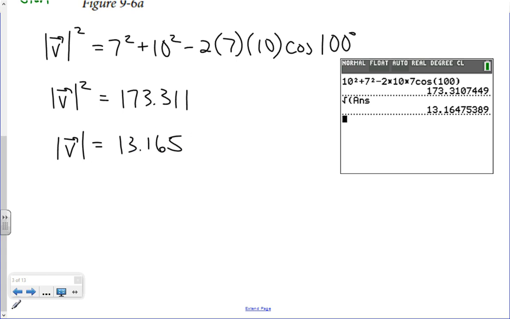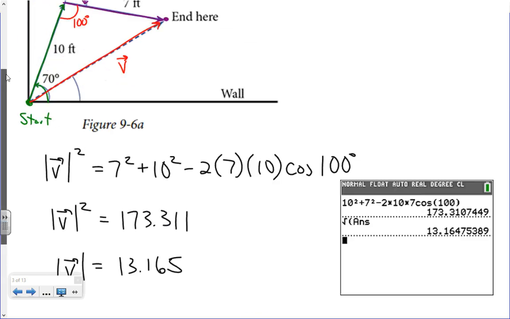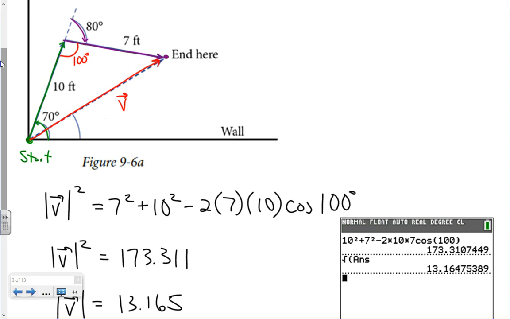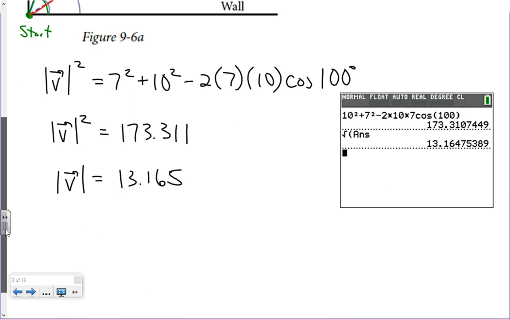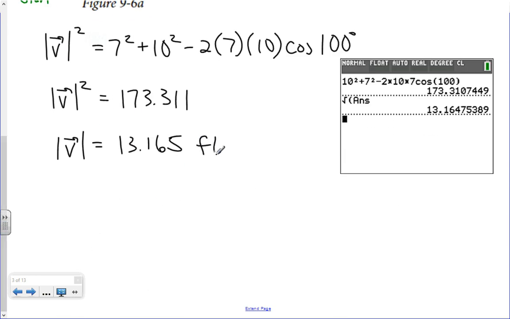And include units here. Again, the distances they gave us here in this problem were in feet, so that would mean that this is 13 feet. So we're 13 feet from the corner of our room is what that tells us. 13 feet from where we started. Now that's really all they asked us to do in this problem, but let's go a little bit further here, because many times they're going to want to know not only the magnitude of the vector, but also its direction. So let's tackle that part of it as well.